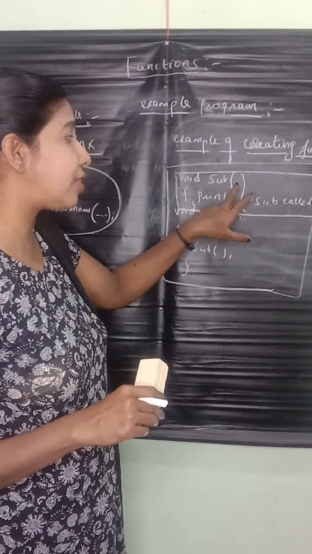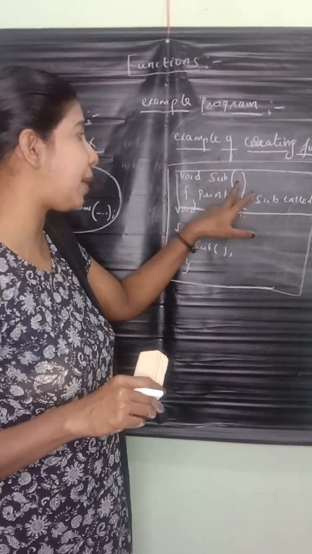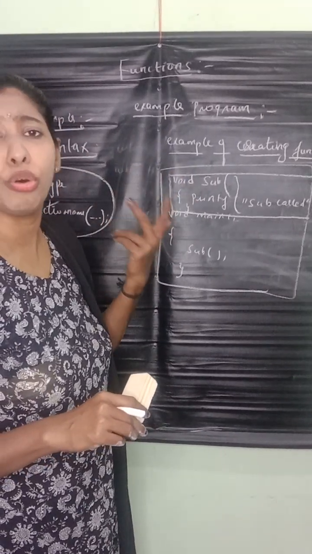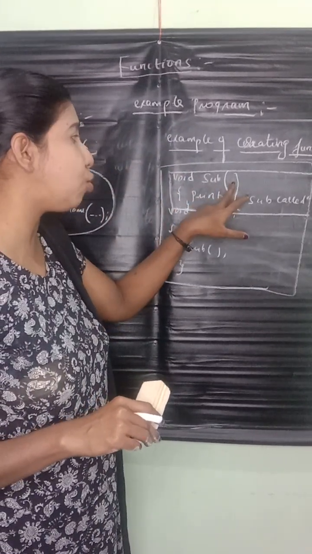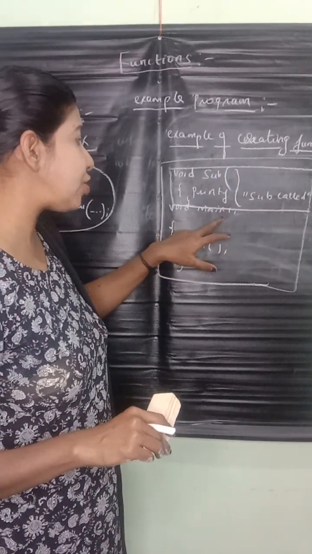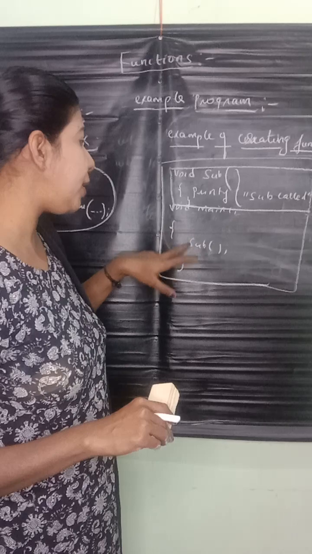So void sub of, there is no parameter here. I am not giving any parameter. The return type is void. Void returns nothing, no value. Sub is your function name. It is parameterless. Printf message is passed, sub called. And coming to the main function, void main of, sub called.